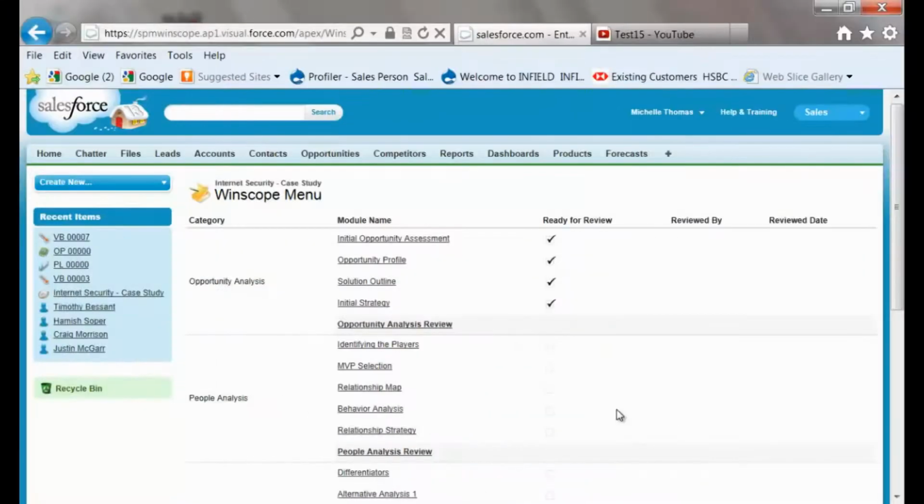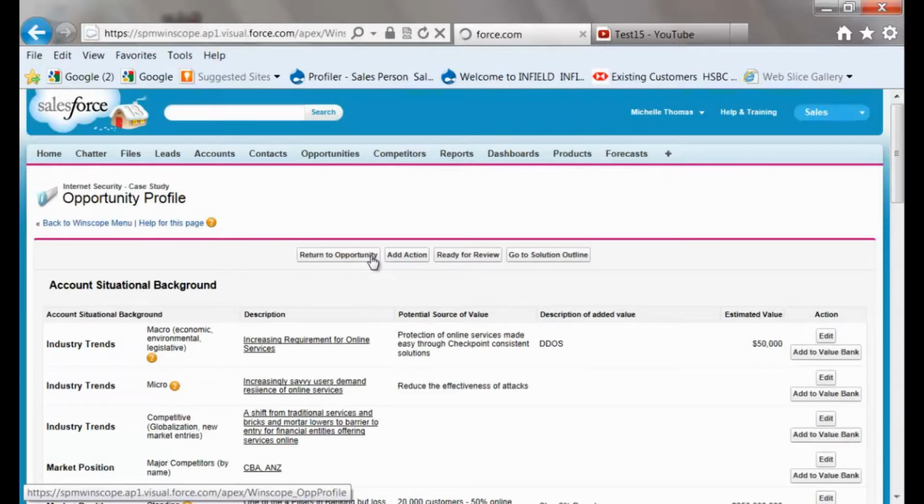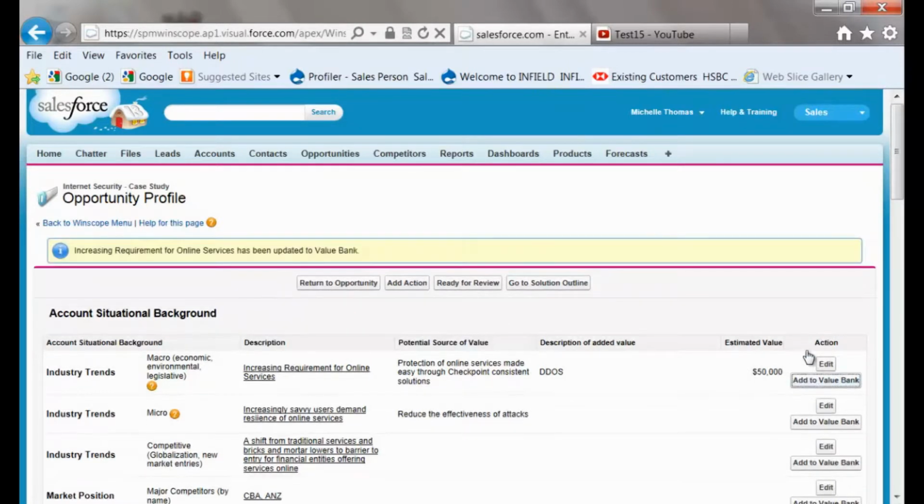In the opportunity profile, you assess the situational factors of your customer's industry and market, identifying potential issues and possible ways that you can assist. Any initial estimates of value that you can bring to the table can be added to the value bank so that each point can be considered, promoted, and refined with the customer further into the sale.